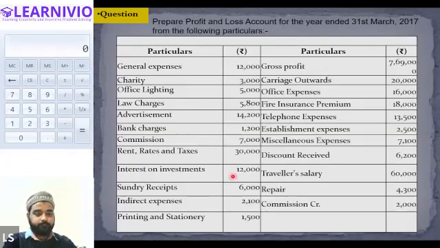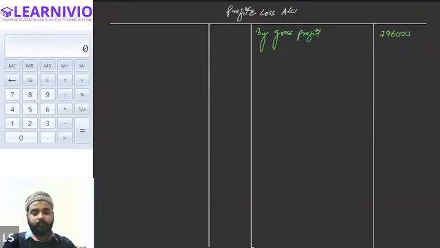So we will write down by gross profit 7,69,000. Not 96,000, 69,000 it was. Done, everyone? Is this clear, all of you? Any doubts? No doubt, clear.